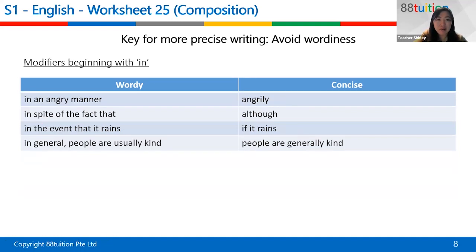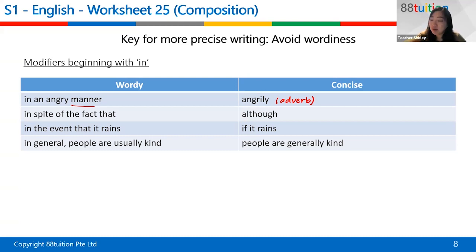Now, sometimes we can also rephrase certain modifiers that begin with in. So in an angry manner is very wordy. You can just change to angrily, because when it comes to manner, usually we're referring to an adverb. Because how do you do something? You did something angrily. An adverb tells you a little bit more about the verb. So you basically can replace the entire phrase with just an adverb.